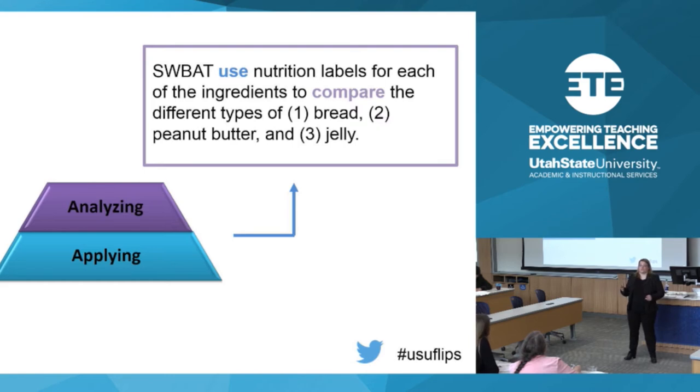All right, so how many different types of bread are there? Give me one. Whole wheat, white, multigrain, rye, chia butter. Yes, that one is good, actually. What about wraps? Why do we have to do bread? Okay. All right, what about peanut butter? How many different kinds of peanut butter are there?